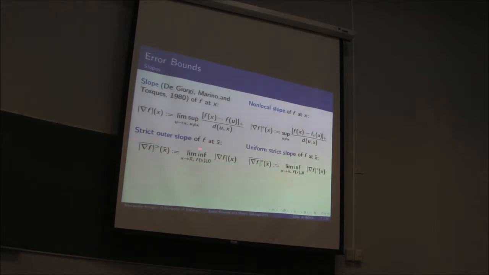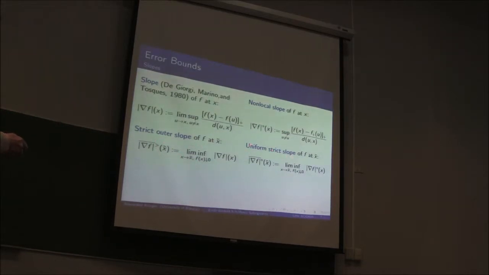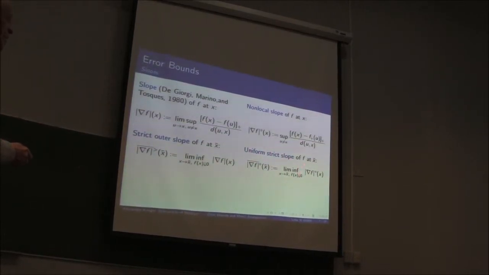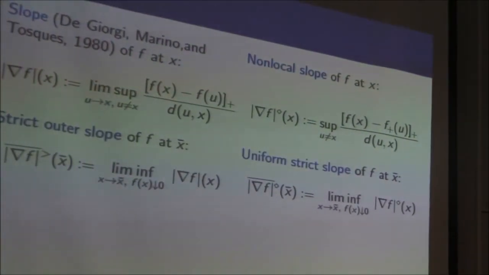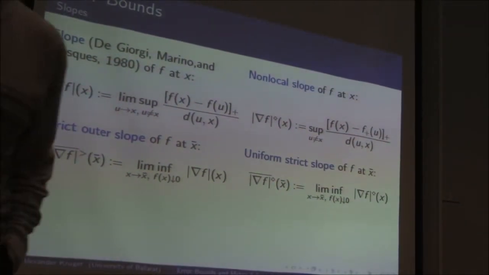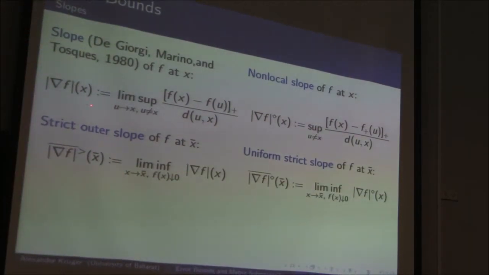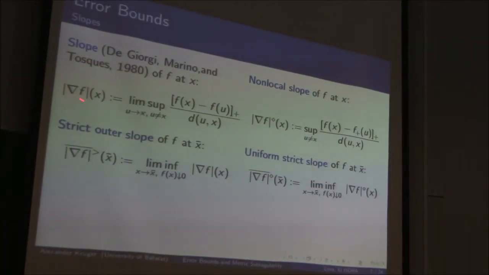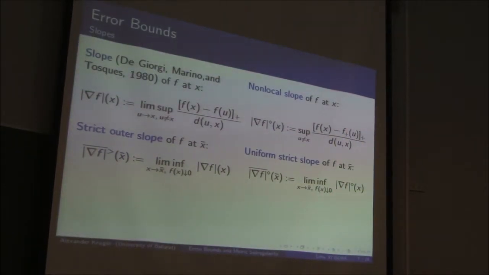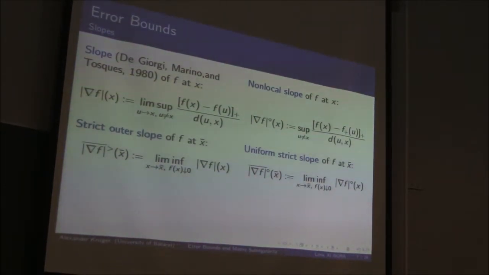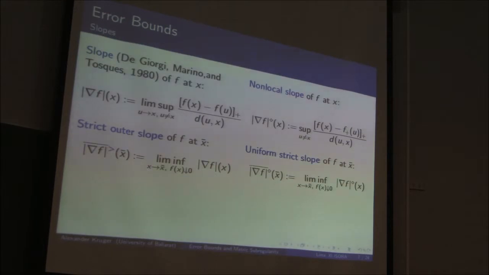Now, strict outer slope and strict uniform strict slope. What do we have here? When characterizing error bounds, in particular, it's not enough to compute just this constant. We must know values of slopes at all points nearby. So it is convenient to use something like this.